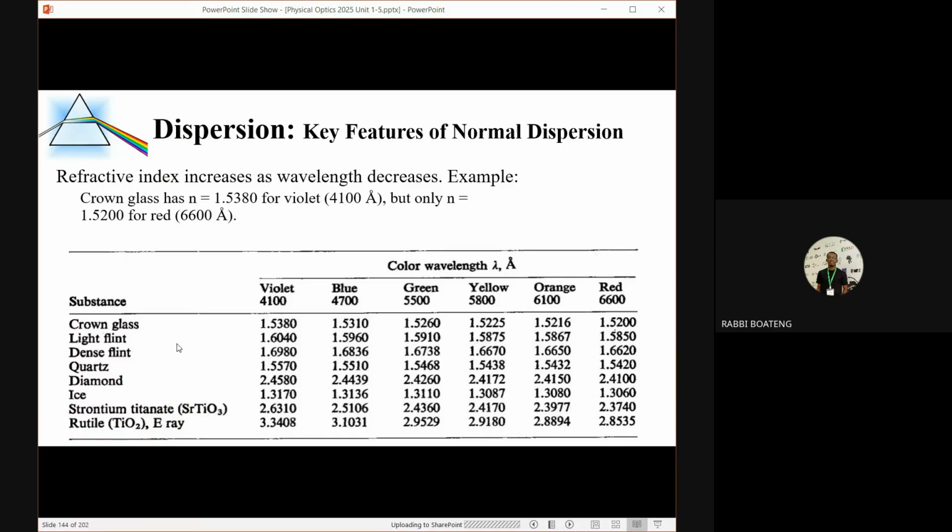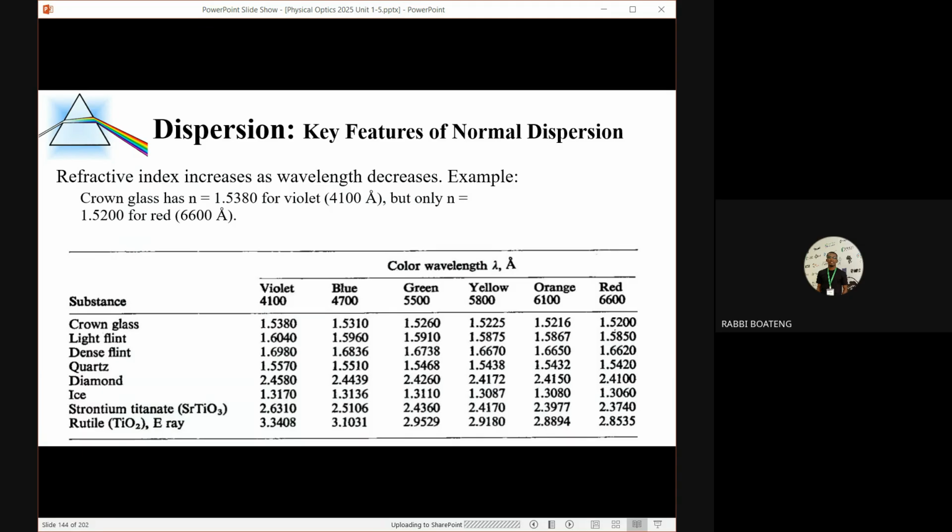Now we have some different substances: the crown glass, the light flint, the dense flint, the quartz, which we mostly use, the diamond, the ice, the strontium, the rutile, and they all have different refractive indexes. So when we take a typical one like the crown glass, the first one, it has about 1.5380. And the most important thing here is we are saying refractive index increases with what?